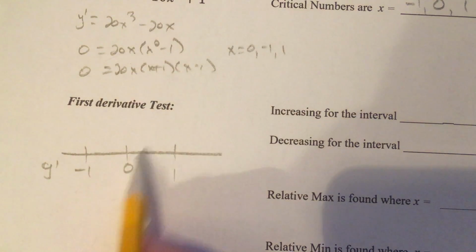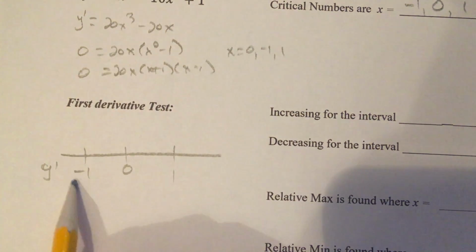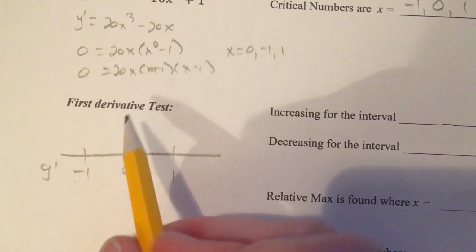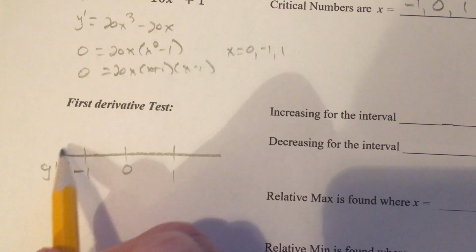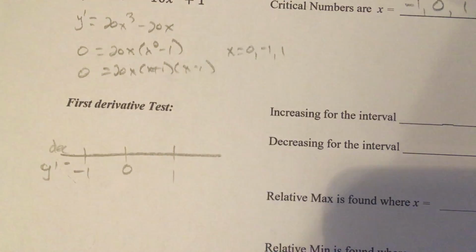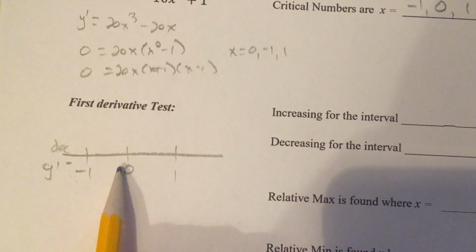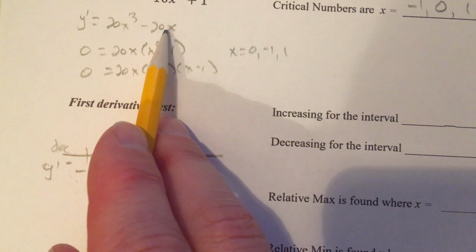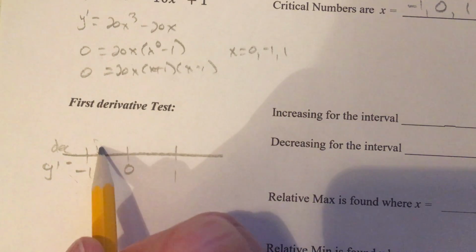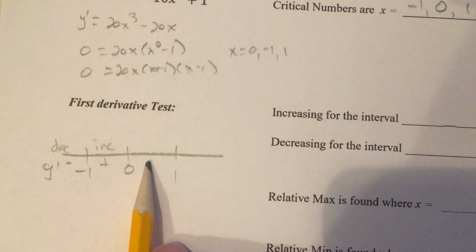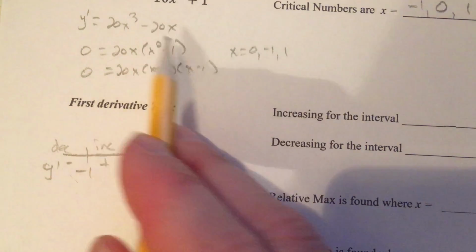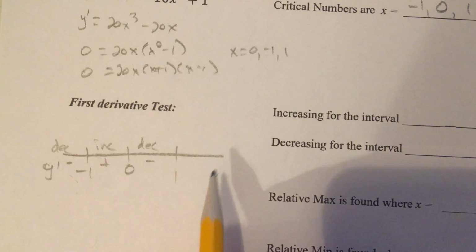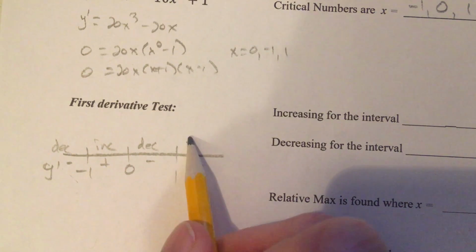So I'm going to test y prime here. And if I put in, say, negative 10, I'm going to get a large negative. That'll make this negative. So that means my function is decreasing there. Between negative 1 and 0, if I put, say, negative 1/2 in, I'm going to end up with a positive value there. So my function is increasing. If I put in, say, positive 1/2 now, I'm going to get a negative value this time, decreasing. If I put in a large positive, I'll get a positive value, so I'm increasing.